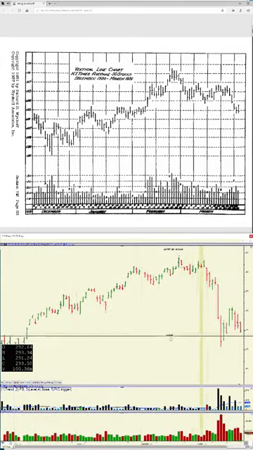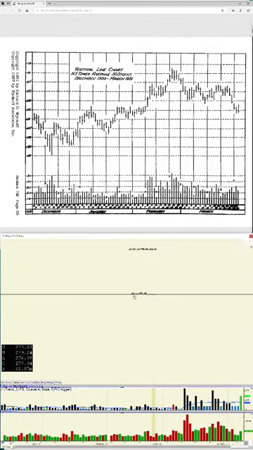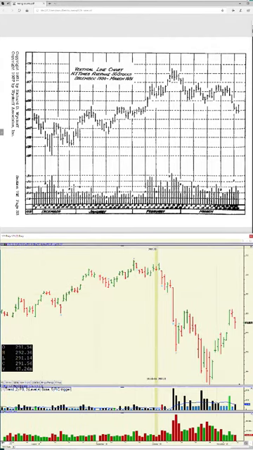What I wanted to do was a comparison of the trend that you see on the bottom chart, this recent breakdown, with the volume study that he explained. So let's take a look at the top.